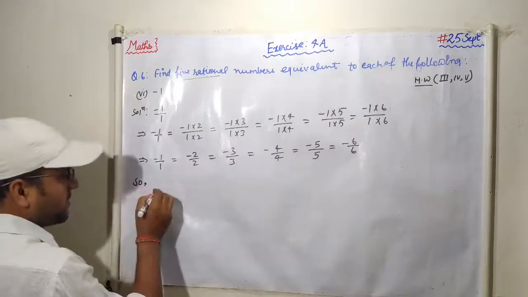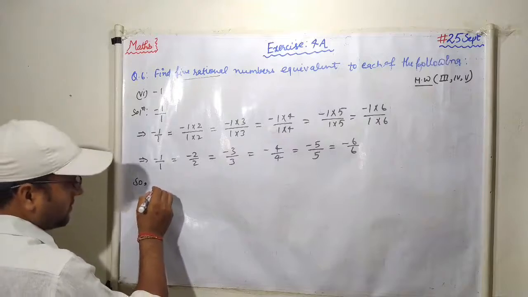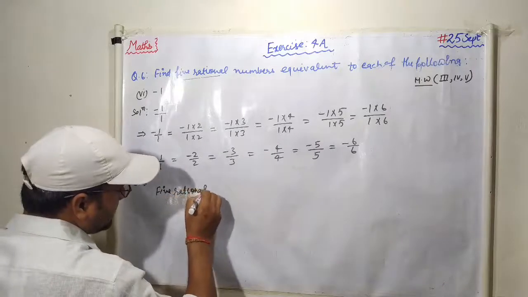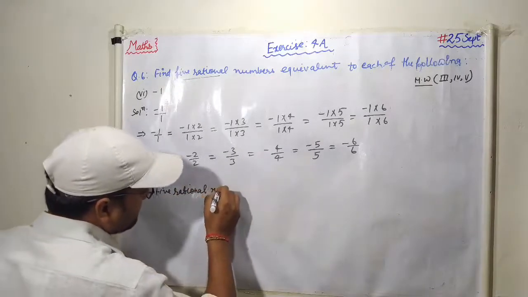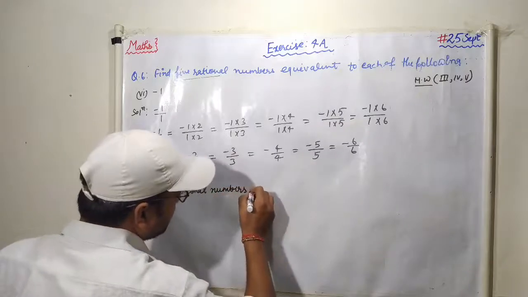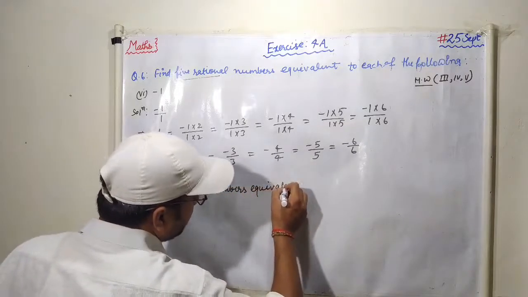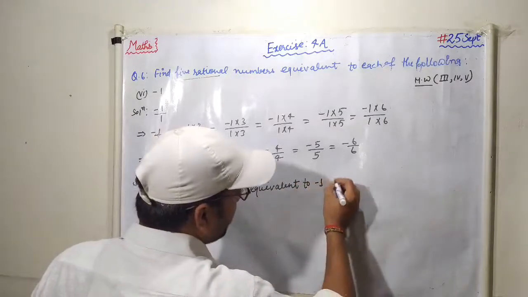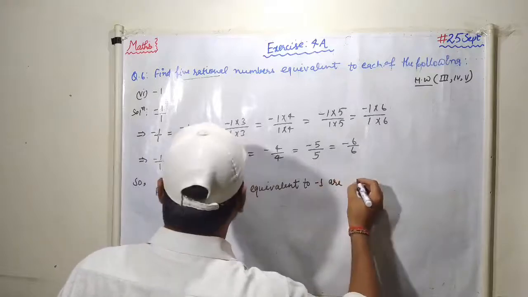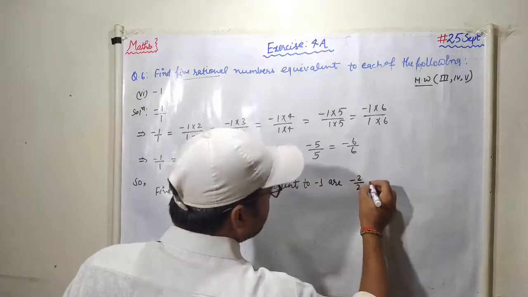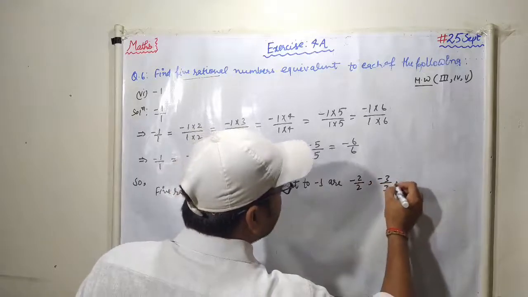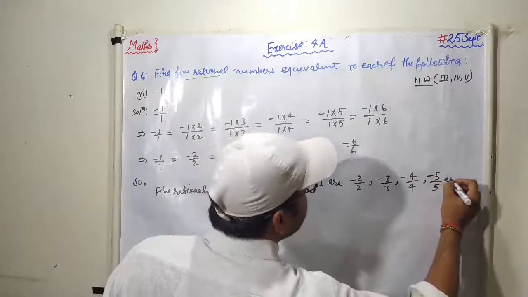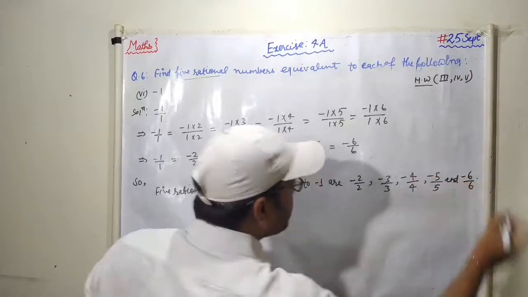So the 5 rational numbers equivalent to minus 1 are minus 2 upon 2, minus 3 upon 3, minus 4 upon 4, minus 5 upon 5, and minus 6 upon 6, students.